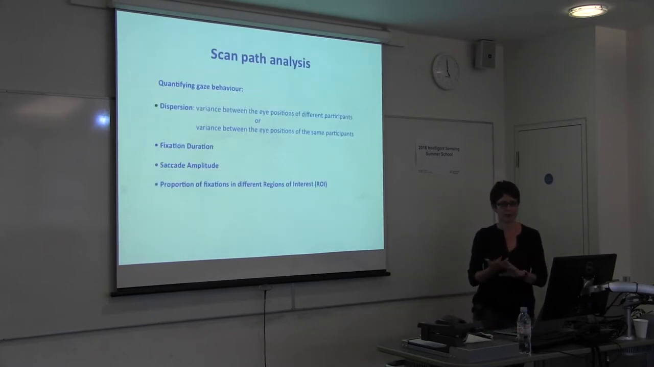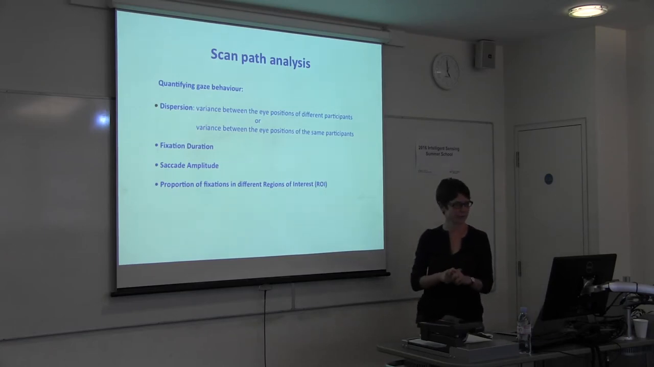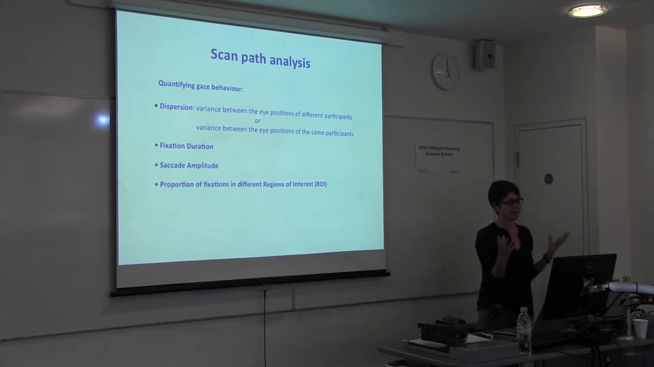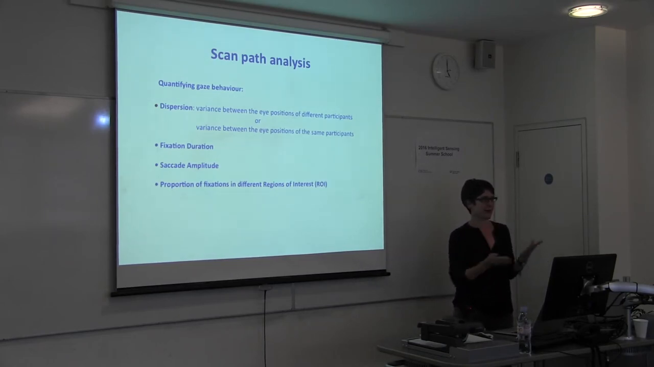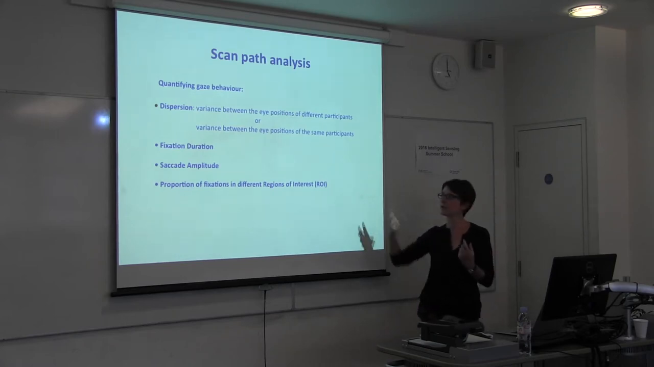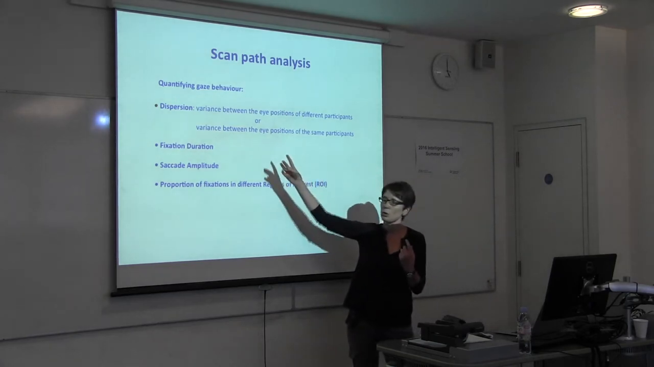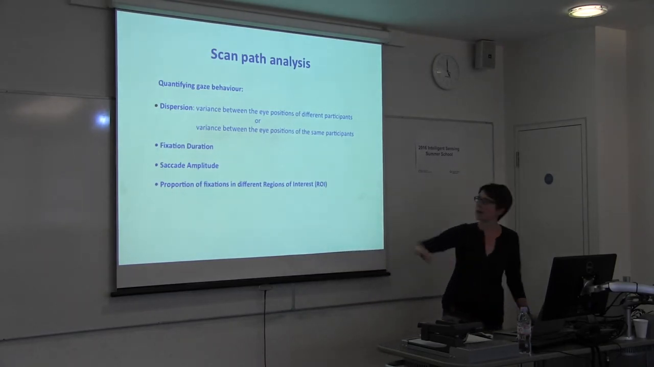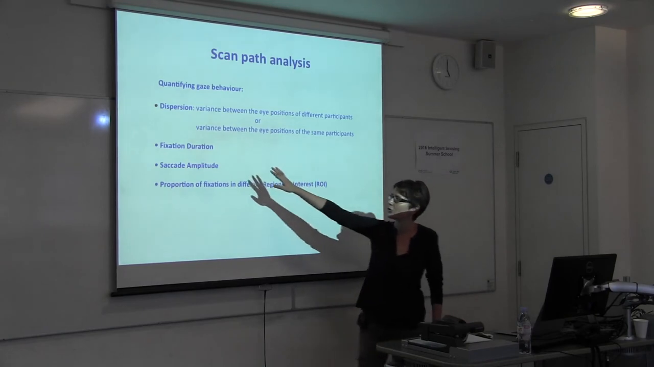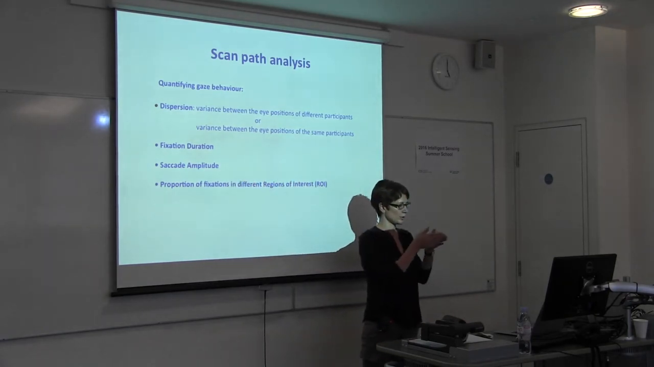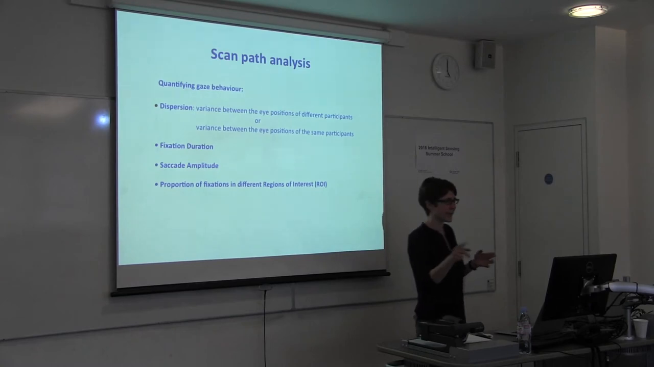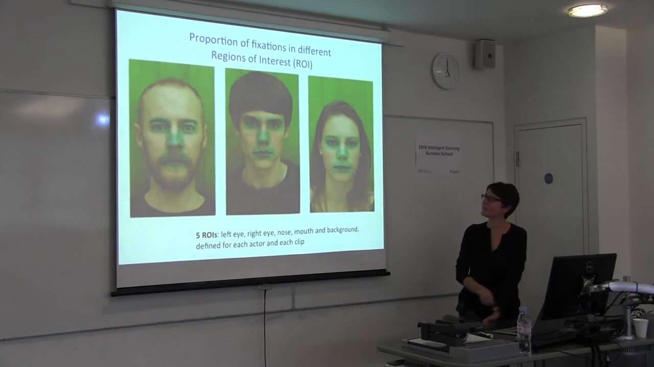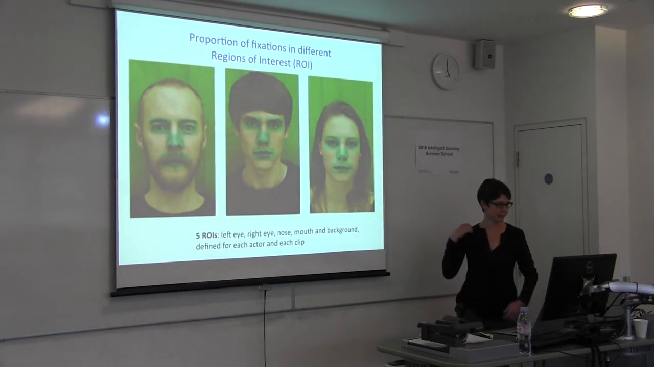And the final bit I'm going to talk about is, so that's simply changes in pupil size, but obviously we can actually look at the scan paths that people made when they looked at the face. And so we can quantify people's scan paths as they look at the faces, and we can look at things like fixation duration, so how long you look at a particular part of the face before making a saccade to somewhere else. And so to do this, these are just three of the eight actors that we had.